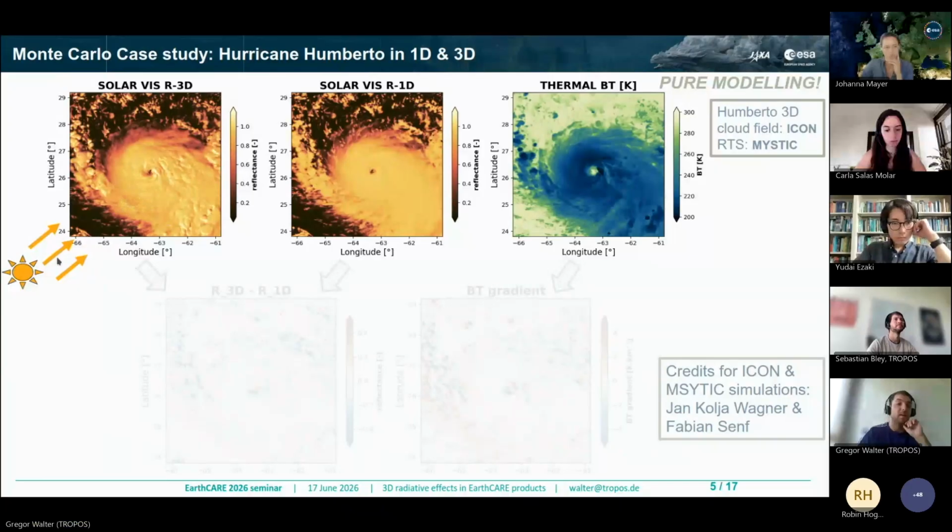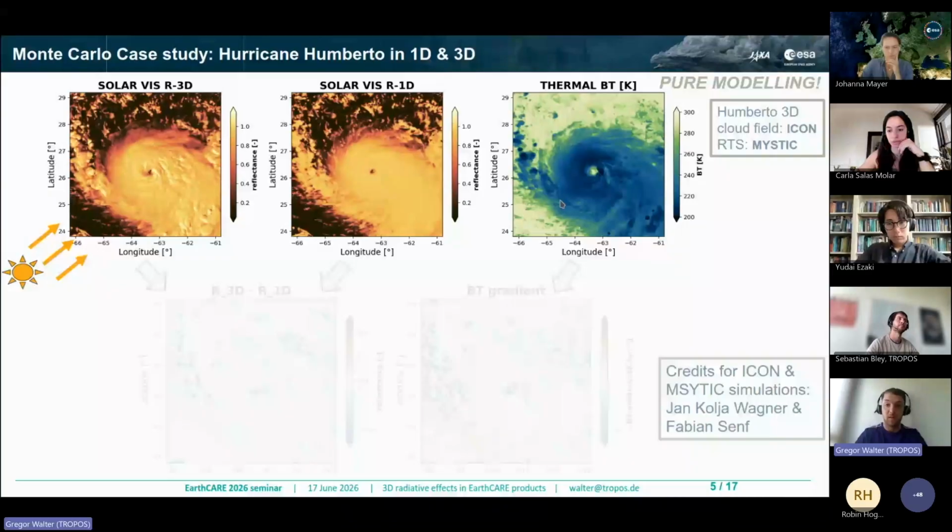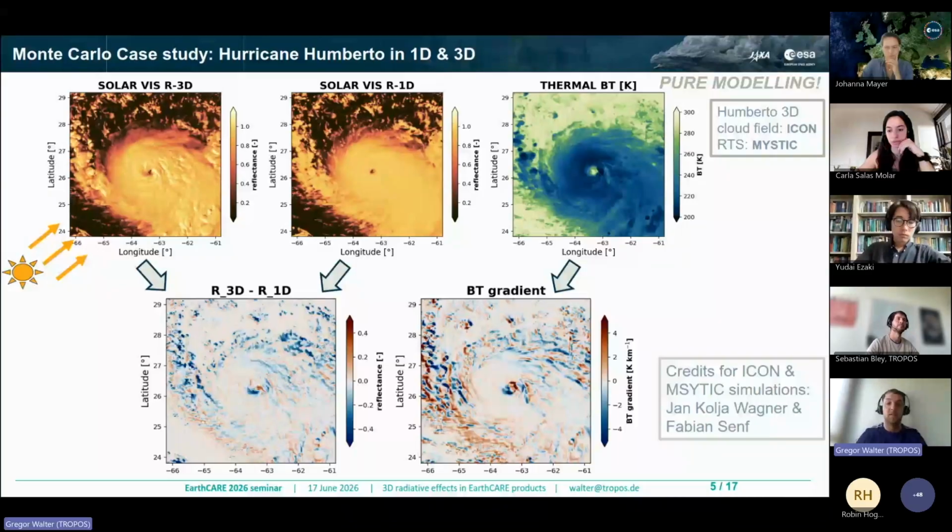And now looking at the visible reflectances of the solar channel, we can compare the 3D and the 1D, and we see the 1D is not as rough, and we see here the bright spots in the 3D. And for complementary reasons, also the thermal channel, which can then be used to calculate the brightness temperature gradient on the right. And you can also have a look at the 3D minus 1D on the pixel level. And we can see it looks quite similar in some areas, in other areas not as much.